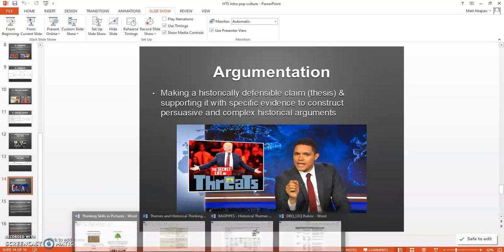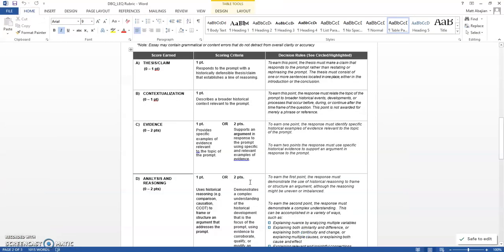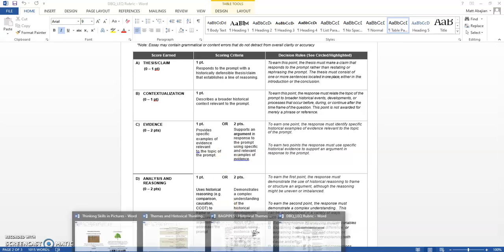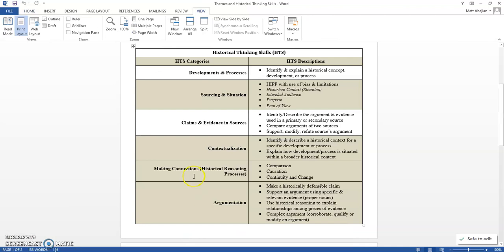And if you're noticing, by the way, to make complex arguments, you've got to have the evidence that's built in here, right? It's your argument and how those proper nouns relate to that argument, that thesis, that claim that you're making. So that's a key part. If I continue to take a look, by the way, at my historical thinking skills, let's go up to contextualization.